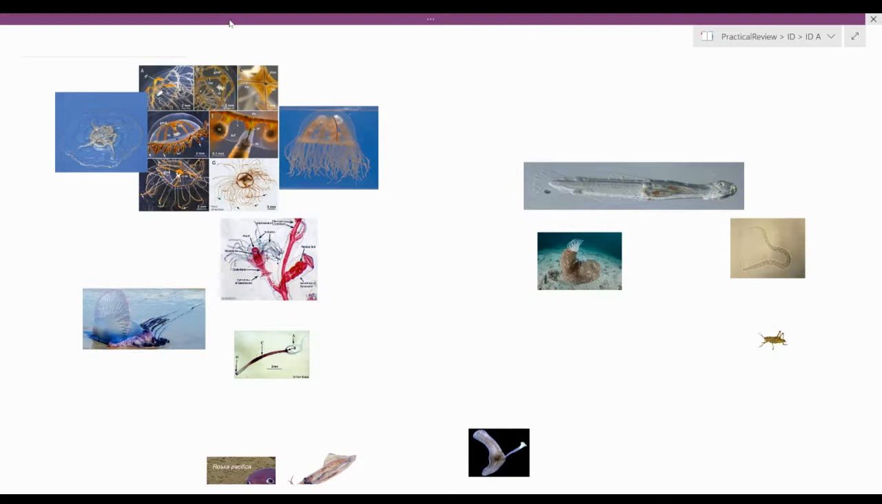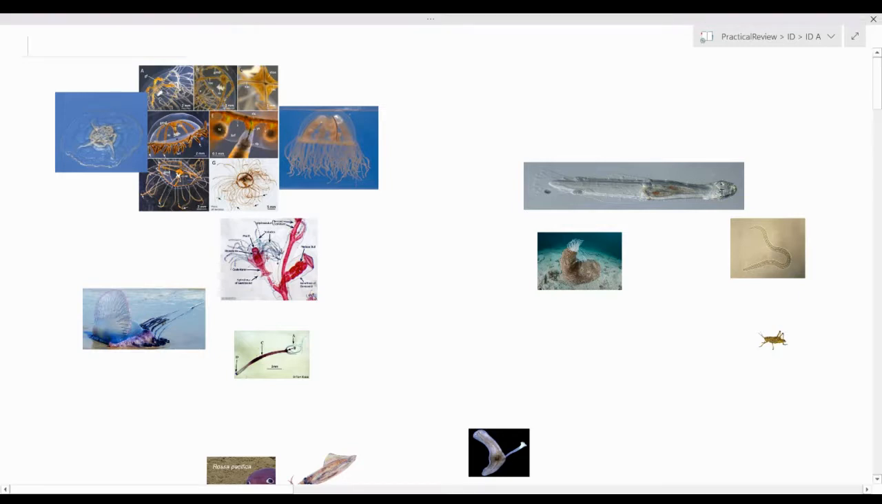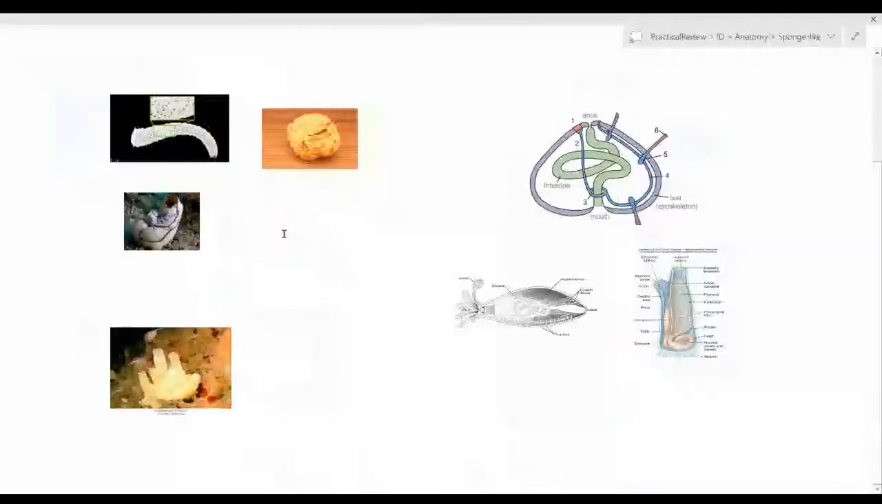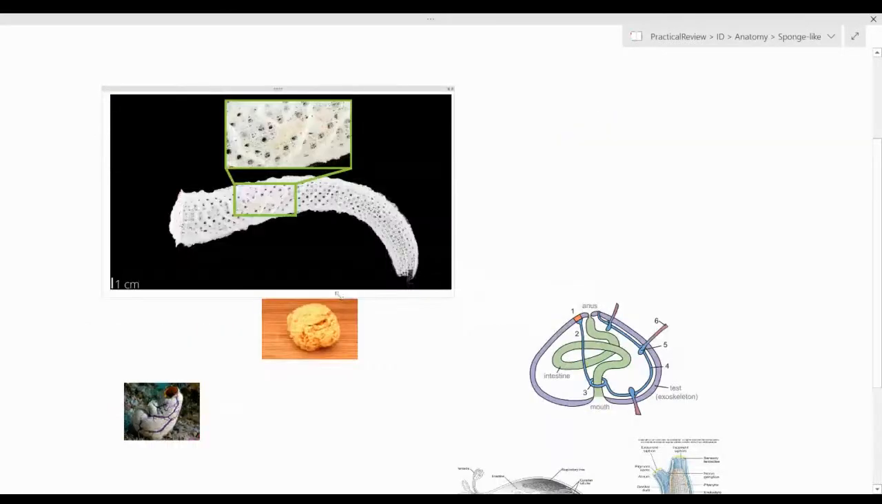And I think we'll go back to this. But now we'll get more specific. Let's look at sponge-like things. This we just saw is a glass sponge. And we actually would have handled a few of them in lab. Were we in lab?